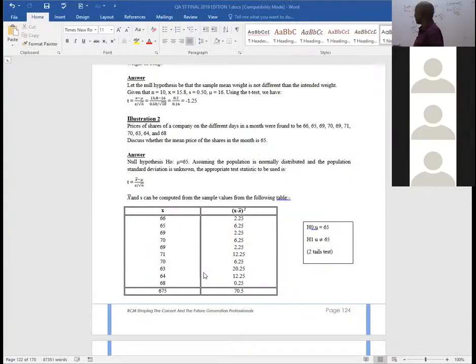So we have our X, we are simply tabulating this. X is 66, 65, 66, 65, 69, 70, 69, 71, 70, 63. I have to rewrite again, my table will not be enough.